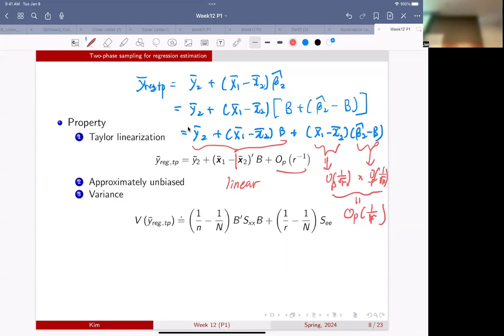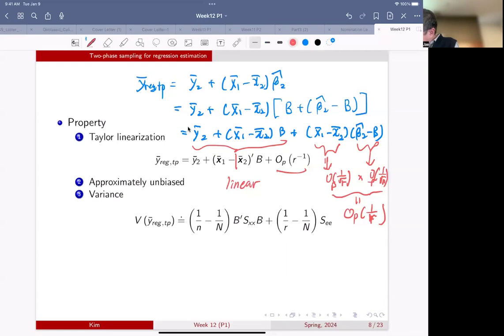And then once you ignore this, we are happy, right? If you can ignore this part, then we know how to compute the expectation and variance, all of these. So if you take the expectation, for example, x bar 1 is unbiased for x bar in the population. This is also unbiased for the expectation of x bar, right? So that means this term has 0 expectation. And this is y bar 2, so it will converge to y bar. So this is approximately unbiased.